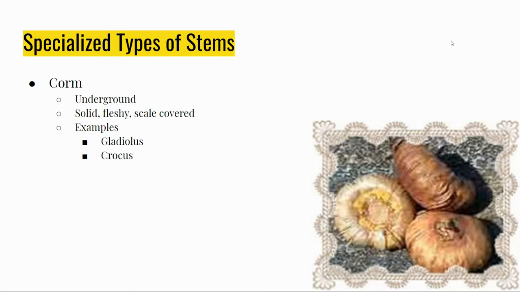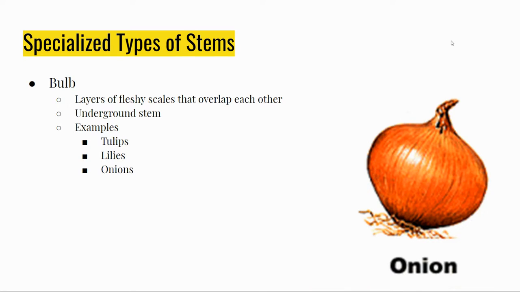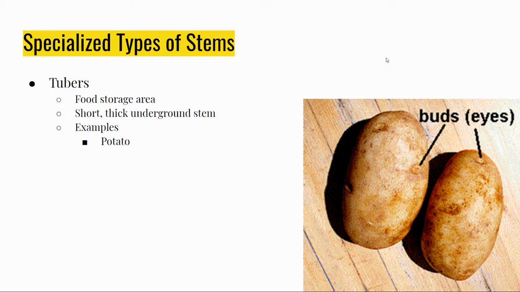Specialized types of stems: the corm is underground, solid, fleshy, scale covered. Examples are gladiolus and crocus. Then you have bulbs, which are layers of fleshy scales that overlap each other. It's an underground stem, and probably the most common example of this is onions. You have tubers, so this is a food storage area. They're short, thick, underground stems. Examples are potatoes.